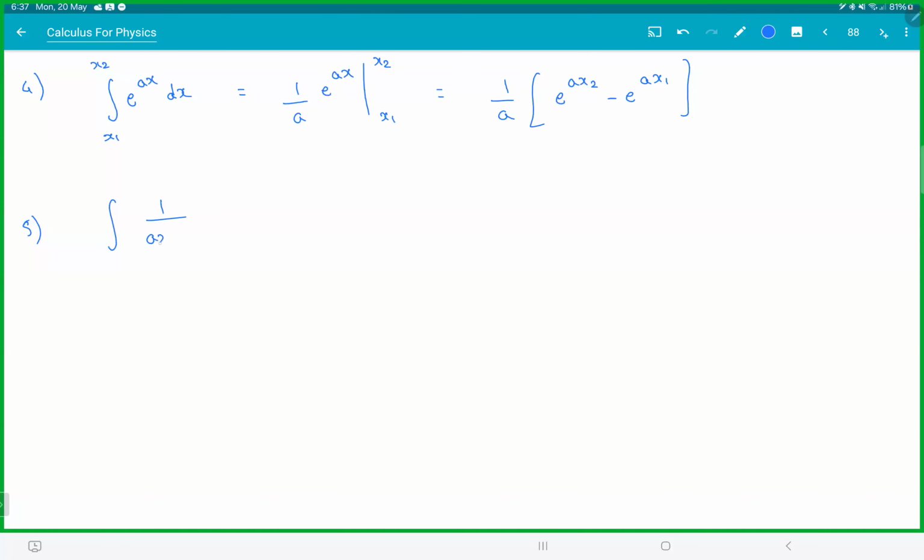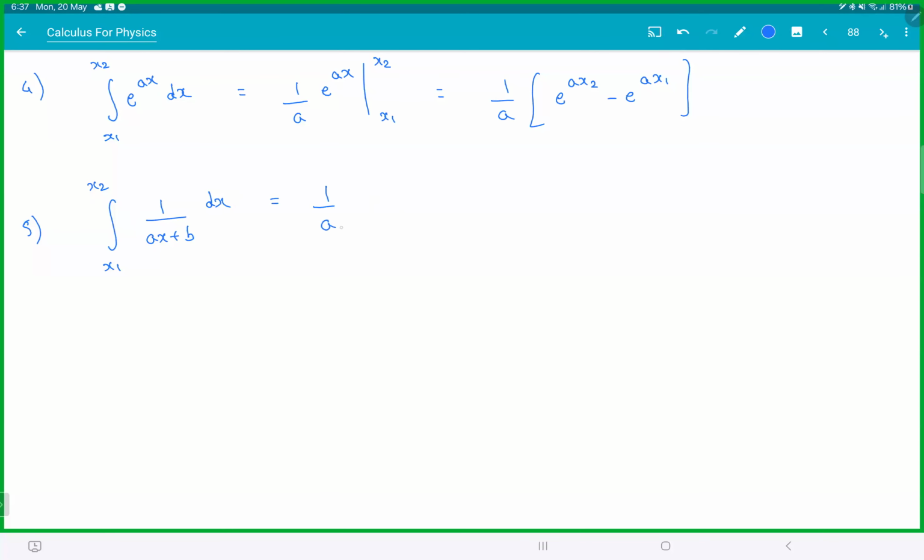Integral 1 by ax plus b. This is a very good integration. The fifth one comes a lot, but mostly you start encountering this in 12th standard a lot. Be careful, dx should be there. You just can't integrate a function like 1 by x. There is no meaning of this integration. This is the height into breadth. You're finding the area there.